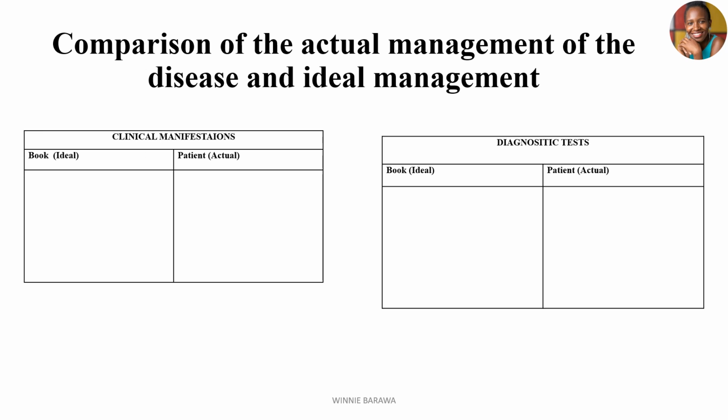So the other bit we can compare is clinical manifestation. So in the clinical manifestation, we are looking at what are the ideal clinical manifestations expected to be presented in that particular disease. And then for our patient, we are going to compare what are the actual clinical manifestations that this client is presenting with. And then the other bit is on diagnostic tests. So what are these investigations and tests that the books are saying should be done when a patient has presented with such a disease? And then for the patient side, the actual, we're going to discuss the actual tests that were done for this patient.